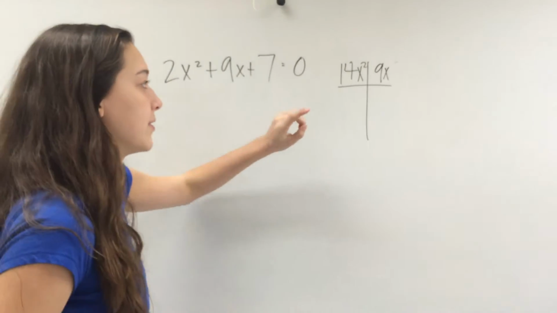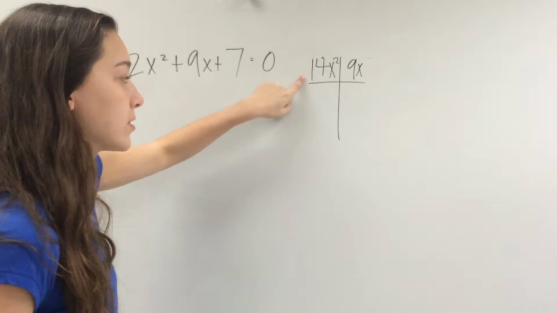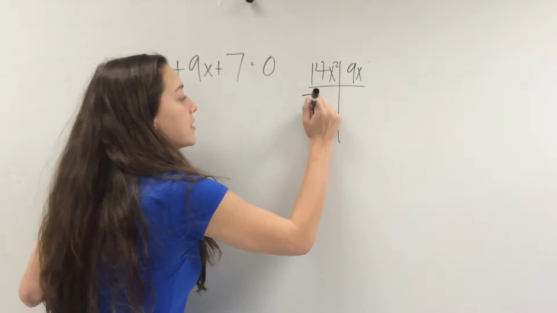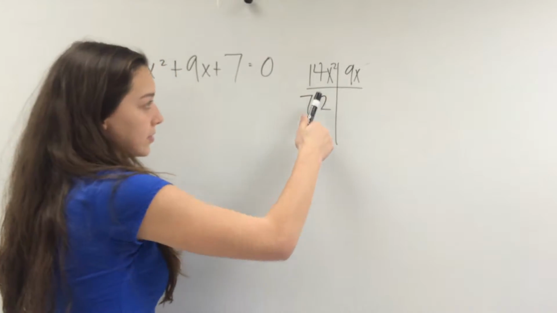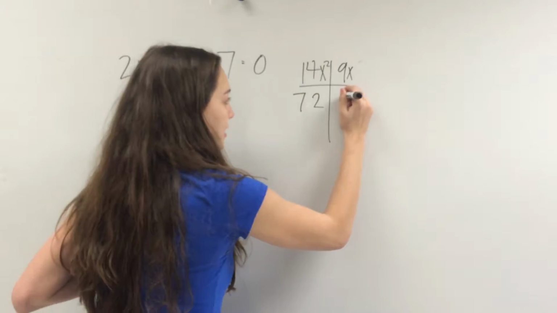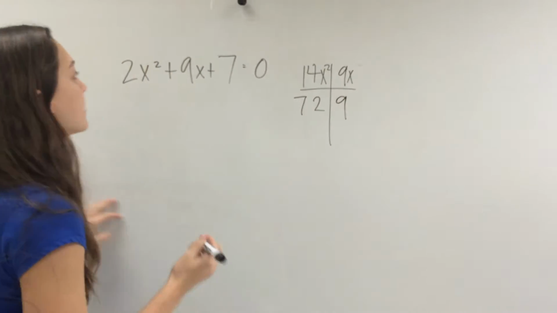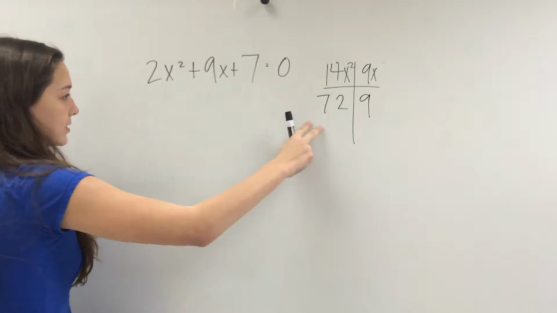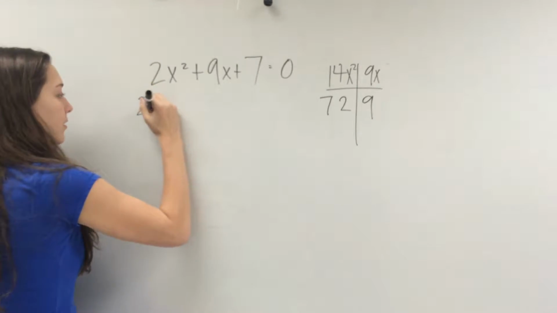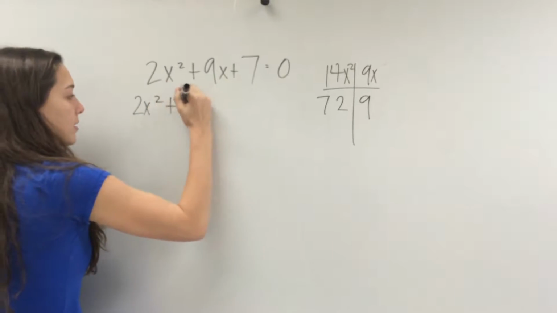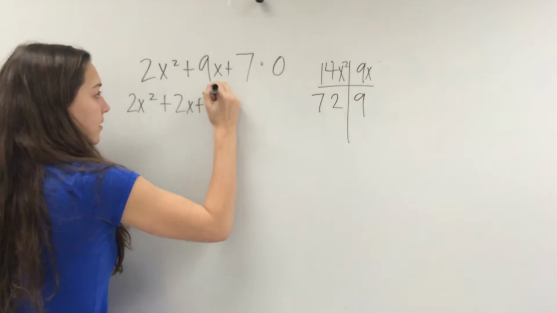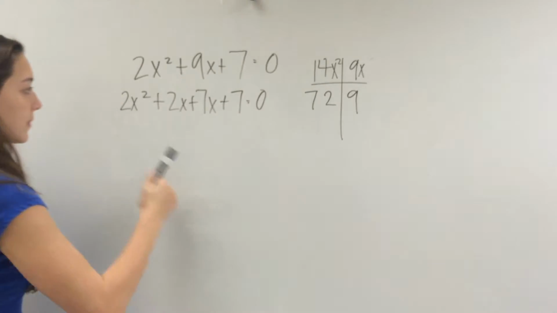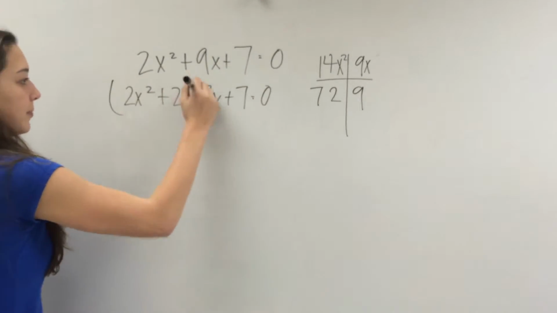And then what you have to do is you take what multiplies to equal this and adds to equal this. So 7 and 2 multiply to equal 14, but they add to equal 9. So then you plug those in, instead of 9x, you plug in 7x and 2x. So 2x squared plus 2x plus 7x plus 7 equal to 0. And you factor by grouping.